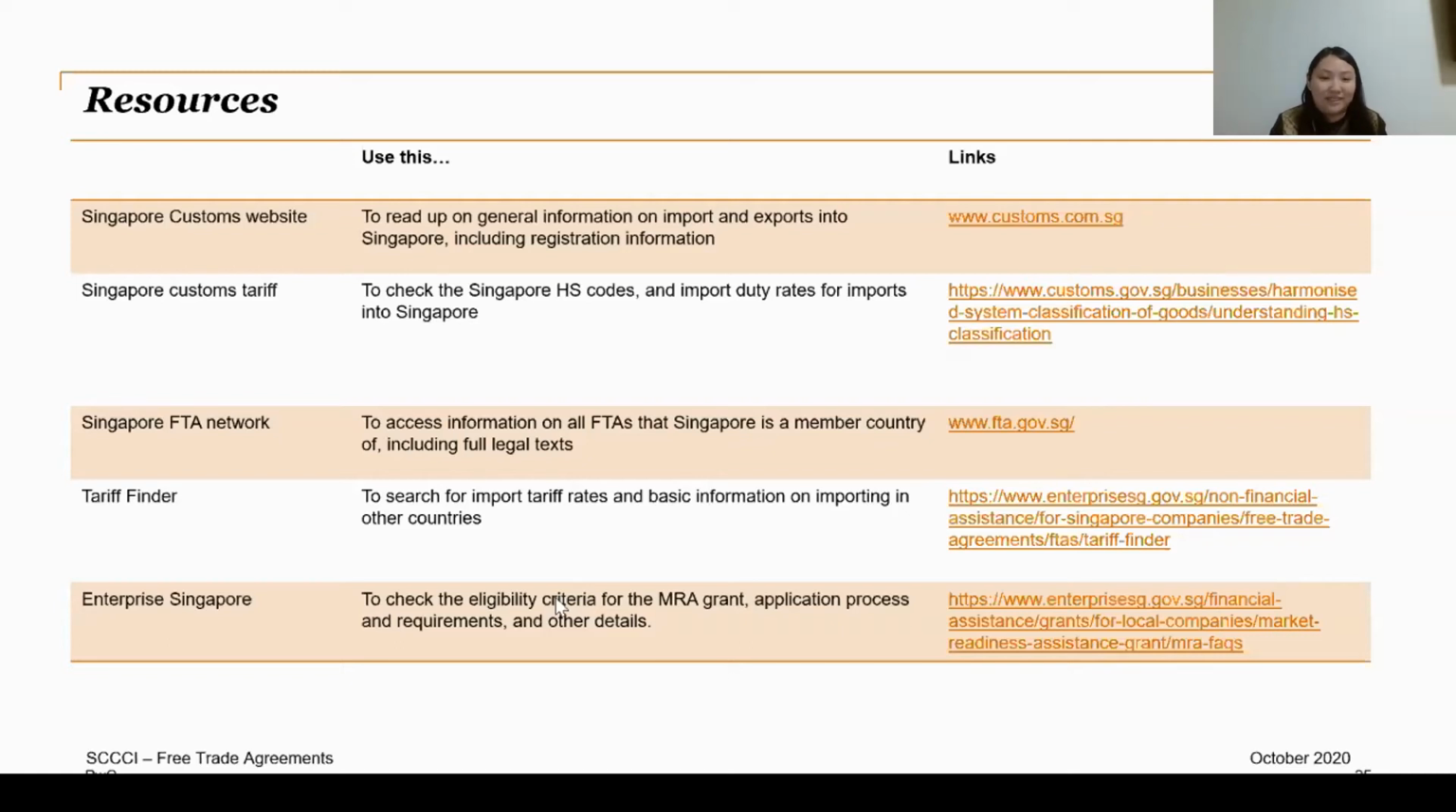The Tariff Finder is something that is available on the ESG site, the Enterprise Singapore site. They did not pay me to advertise for them, but I actually played with it myself, and it's quite a nice place to start some basic research on tariff rates in different countries. What are the FTA rates, for example? So this one is actually quite a good tool that is available for all companies in Singapore to use. It's free of charge, so make use of it.